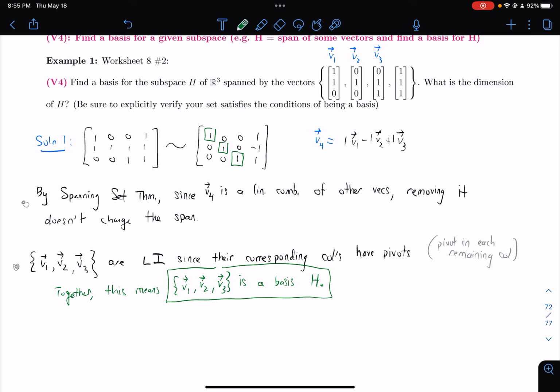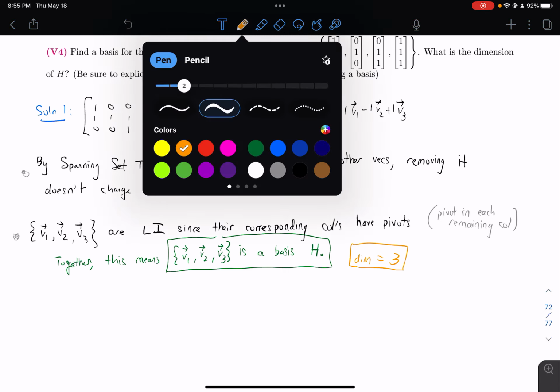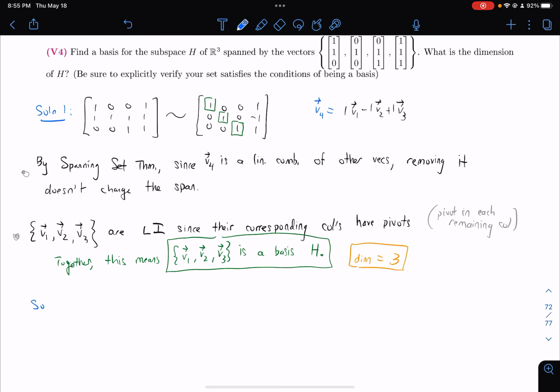Okay, and then it asks, well, what's the dimension? The dimension. So remember, the dimension of a subspace is the number of vectors in the basis. So in this case, the dimension is 3. Okay. All right. So I mentioned that I was going to solve this in more than one way. So let me talk about another solution to this. So a second solution.